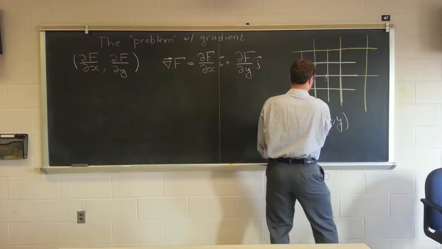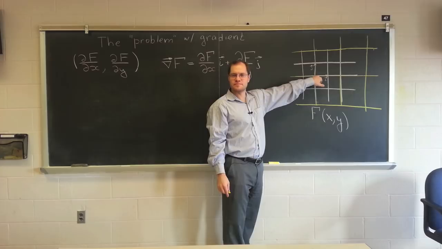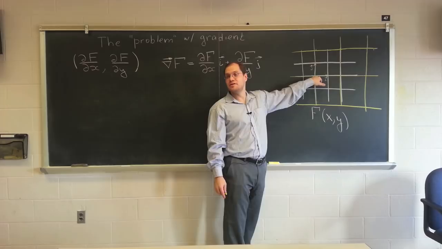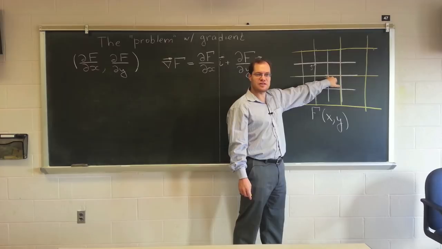Okay. So this point in the old coordinates had coordinates 0, 0. And in the new coordinates, it also has coordinates 0, 0. This point in the old coordinates had coordinates 1, 0. And in the new coordinates, it's 1/2, 0.